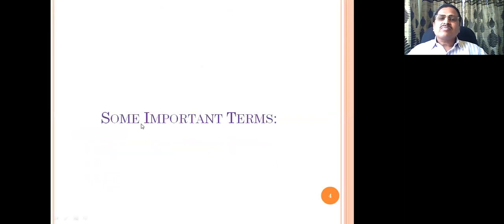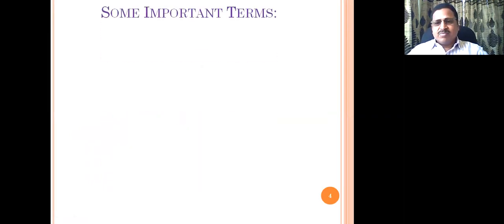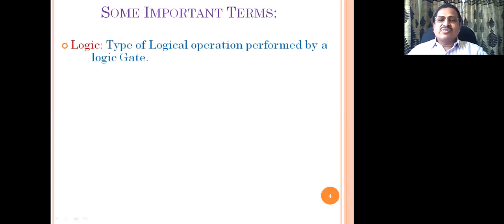Now we'll see some important terms that will be useful henceforth for the continuing content of our paper 2 syllabus. That is logic as the first term. Logic is basically the logical operation performed by the given logic gate. You can define the logic with the help of a statement in words: what type of operation is prescribed or performed in the given logic gate? That is called the logic of the given logic gate, or the logic of a given logic circuit containing more gates.